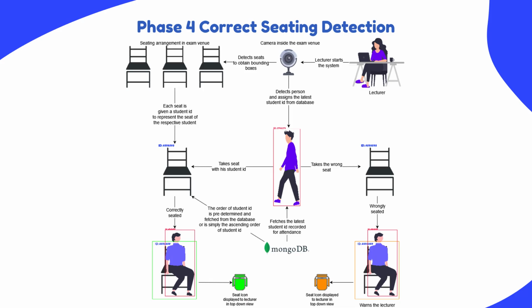In the next phase, the system tries to determine correct seating. Depending on the configuration, the system assigns IDs to the seats. The system can also detect students and assign the corresponding ID based on the database. YOLO v5 is used as an object detector for both seats and persons. The system then checks if the student ID matches the seat ID where the bounding boxes overlap, meaning they took the seat. If not, the lecturer can know beforehand.